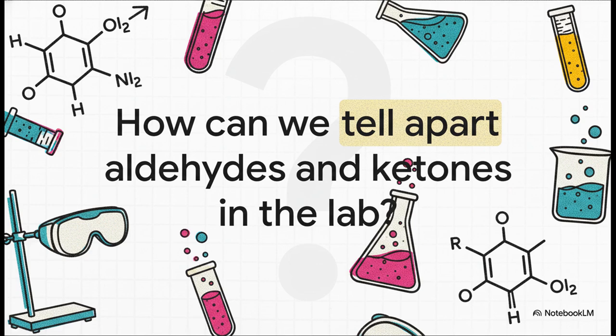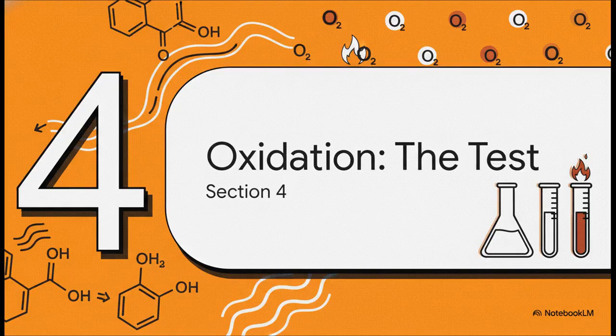Okay, so we've seen aldehydes and ketones do a lot of the same things, right? They both undergo nucleophilic addition, they can both be reduced. This brings up a really practical question for a chemist. Let's say you've got a test tube with an unknown carbonyl compound. How in the world do you figure out which one it is? Well, the answer, it turns out, isn't in what they have in common, but in one key reaction where they are completely different. The deciding test is oxidation.